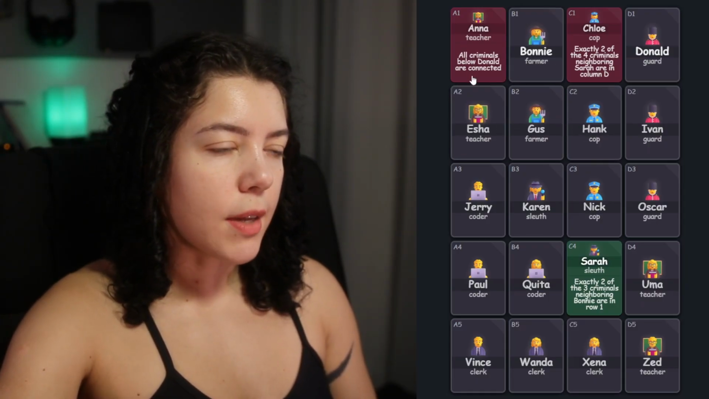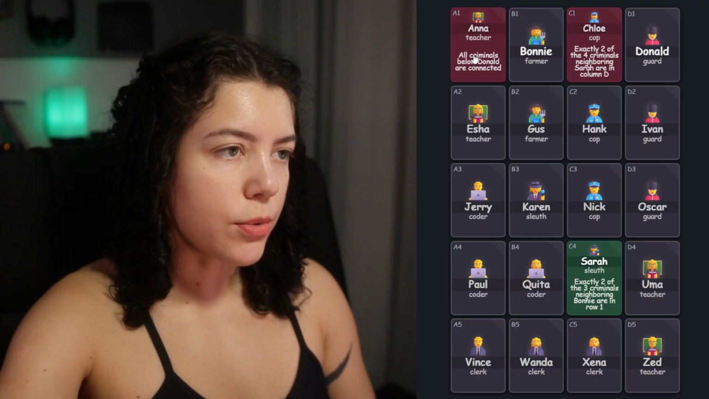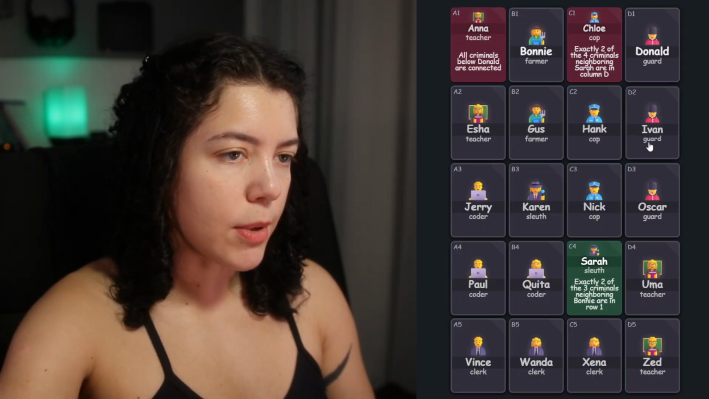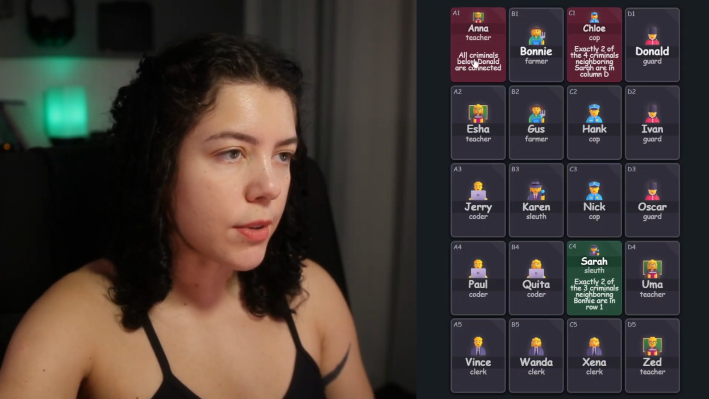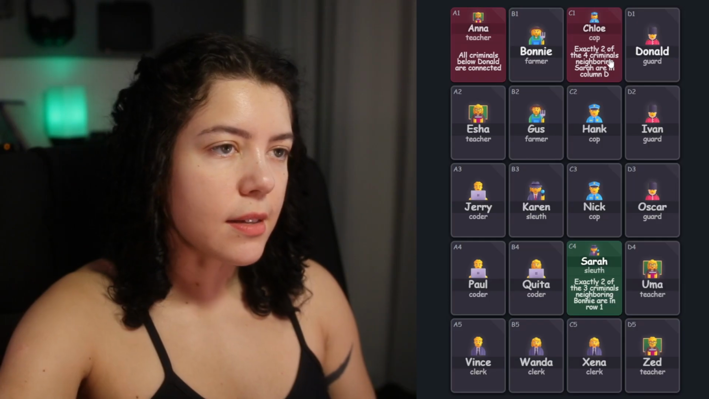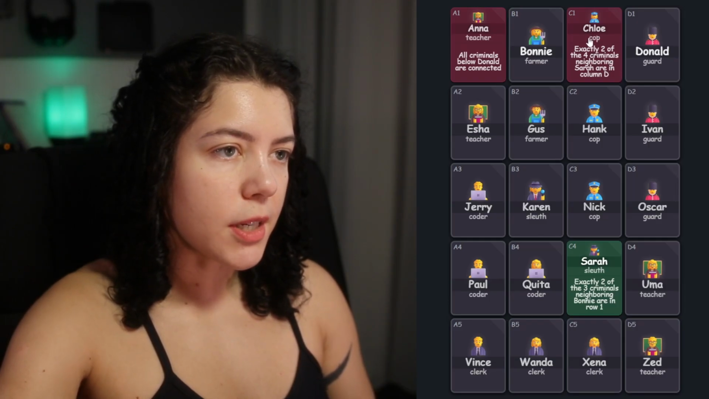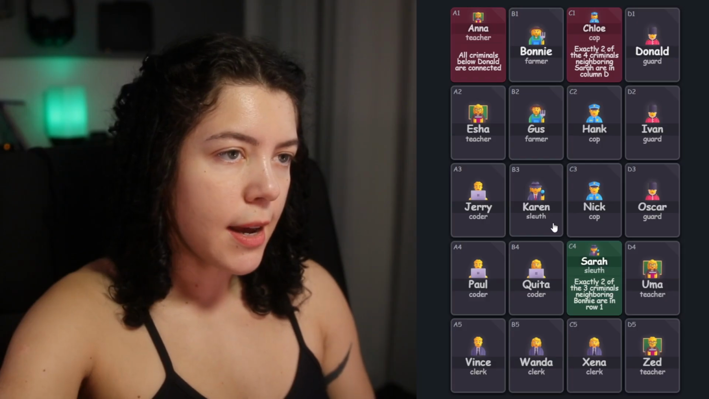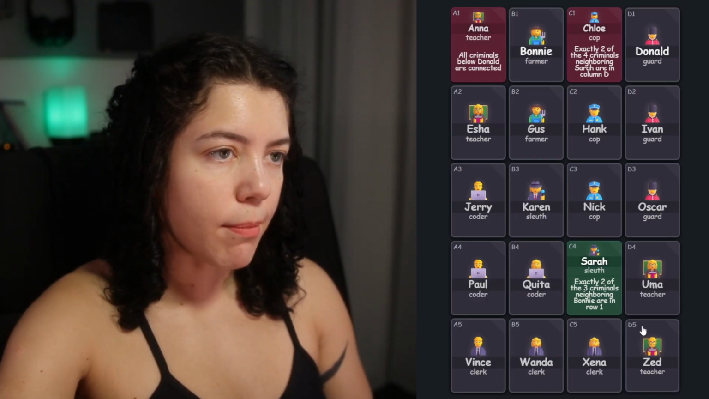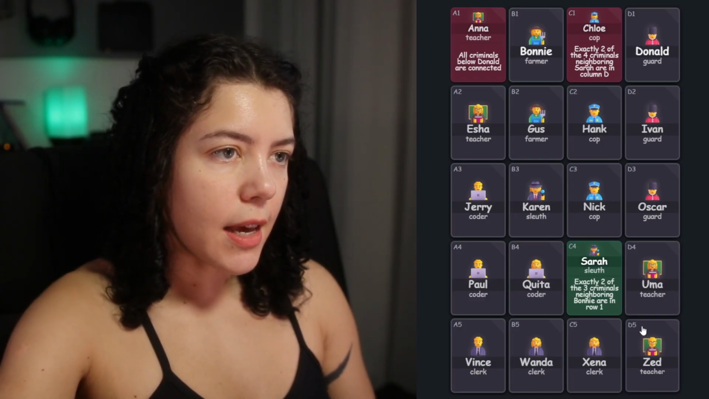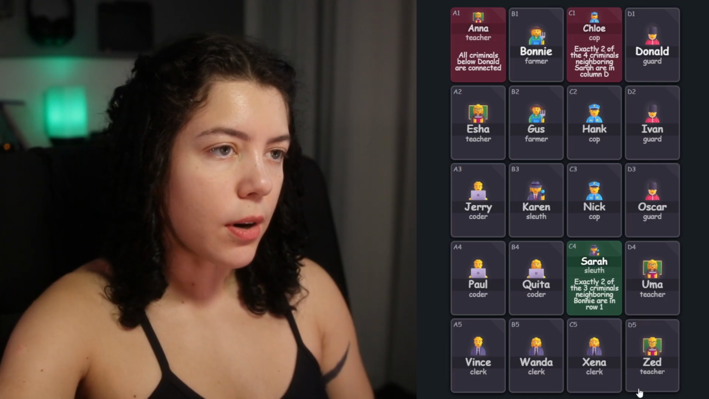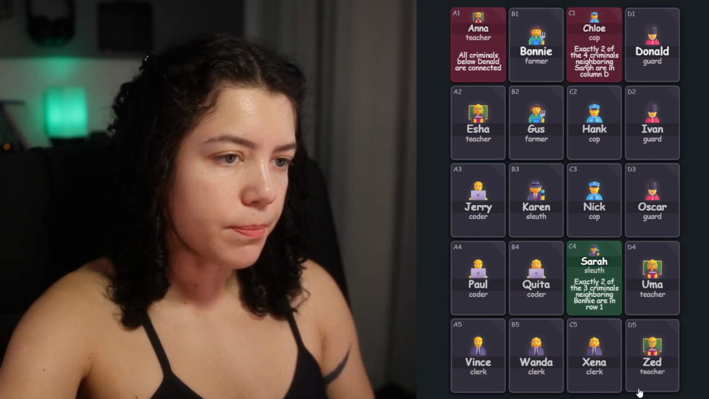Now Anna says that all criminals below Donald are connected. Okay, we don't know about any criminals below Donald yet. Chloe says that exactly 2 of the 4 criminals neighboring Sarah are in column D. So Sarah has 8 people neighboring her. Half of them are criminals, half of them are innocents. And 2 of those 4 are in column D.